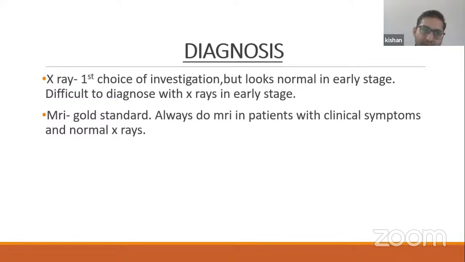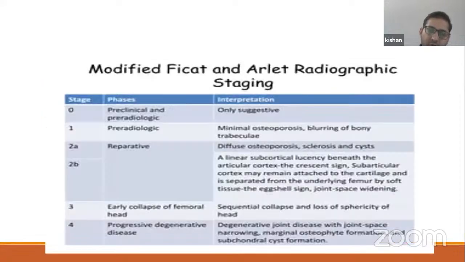So MRI is the gold standard. Always do MRI in patients with clinical symptoms and normal X-rays. MRI has a specificity of 100% and sensitivity of 90 to 100%. MRI shows the signal change in T1, T2 images in patients presenting with avascular necrosis of the femoral head. So based on the MRI changes, we can diagnose and go for further treatment of avascular necrosis of the femoral head.